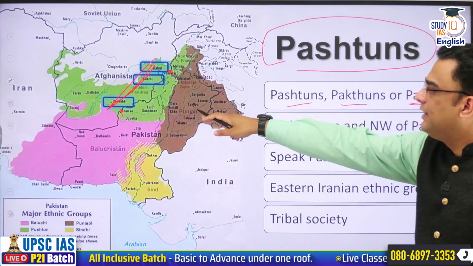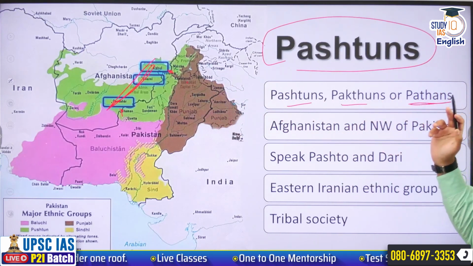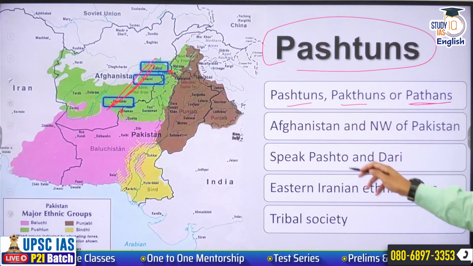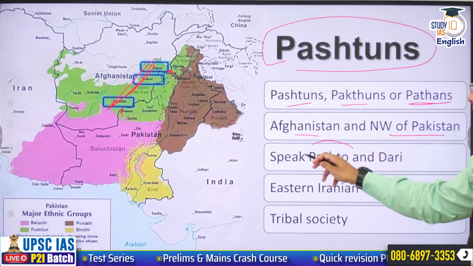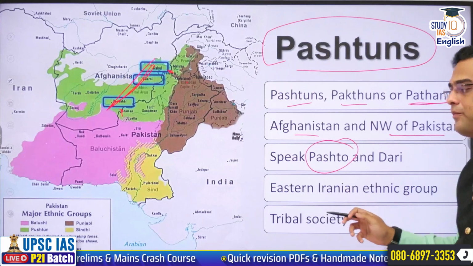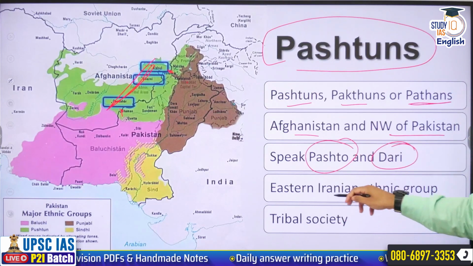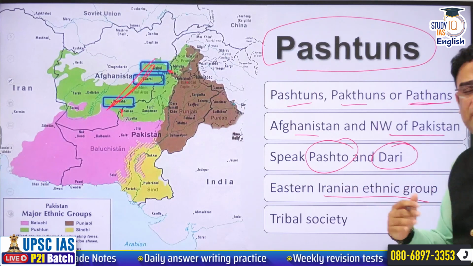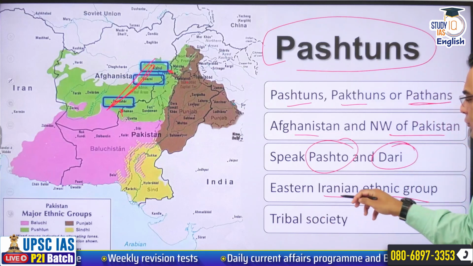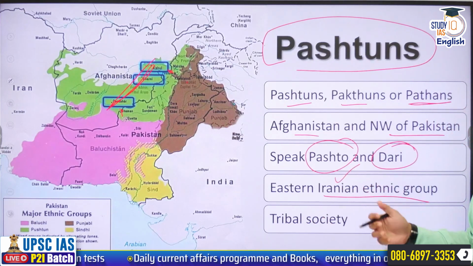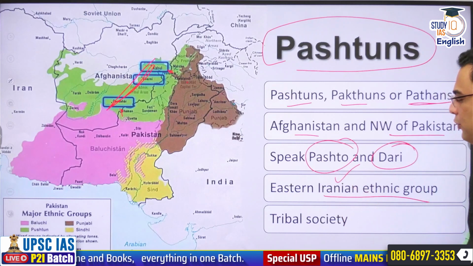This green shaded area is basically where the Pashtuns, Pakhtuns, or Pathan community are living: Afghanistan and the northwestern part of Pakistan. They speak the Pashto language, as well as Dari. Okay? Pashto and Dari are basically sister languages of Persian, very similar to Persian, and Pashtuns are also considered an Eastern Iranian ethnic group, basically coming from that same stock.